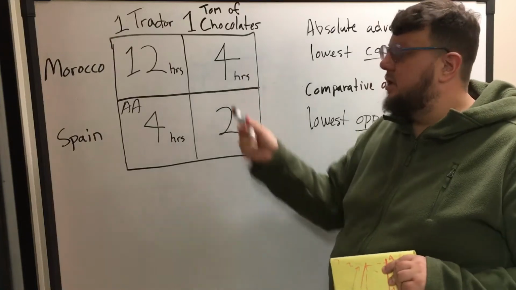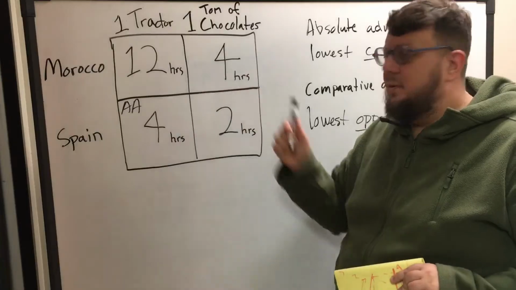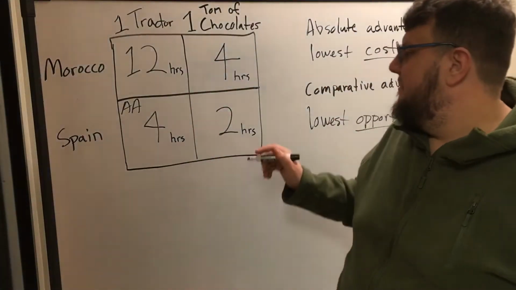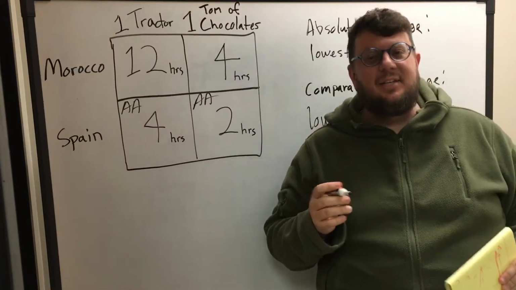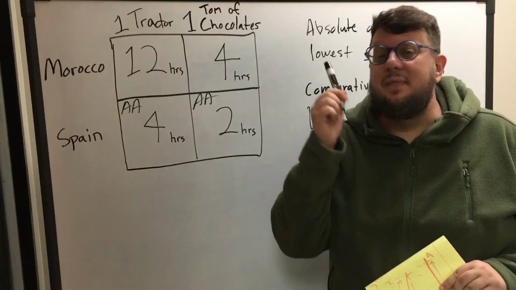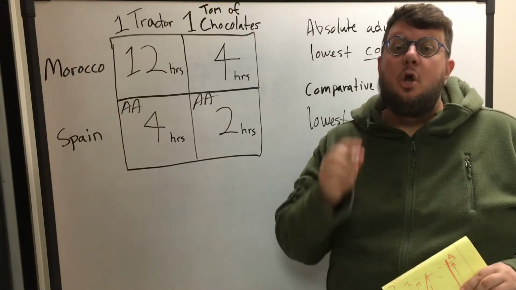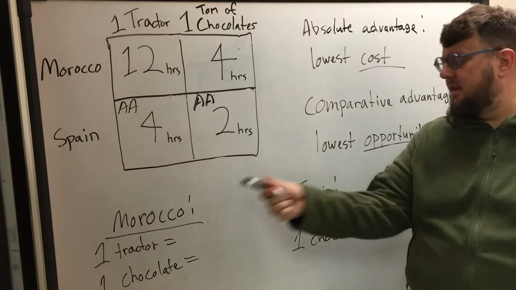So who has the lowest cost to make a ton of chocolates? Again, it's Spain. Morocco is twice as much. So again, Spain has the absolute advantage in making a ton of chocolates. Now that we're on to comparative advantage, it's a little bit more difficult, and this is where the math comes in, that you can kind of work with your fractions in order to determine who actually has the comparative advantage in each good. Okay, so let's go ahead and look down here.